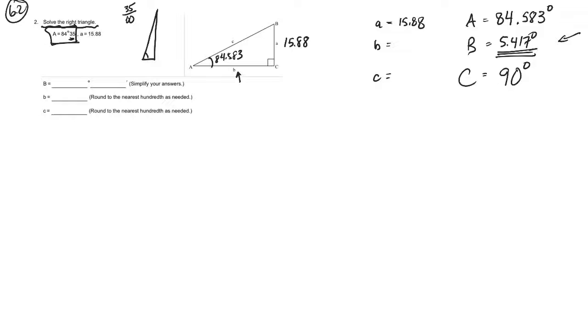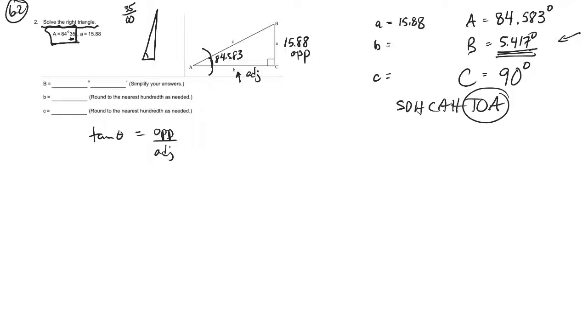So if I want to know side B from this angle, that would be the adjacent side. And I know this side over here, which is the opposite side. So when I look at my ratios, the one that has an opposite and adjacent in it is tangent. So I'll use tangent of an angle is opposite over adjacent. Now I'll plug stuff in. The tangent of 84.583 is equal to the opposite side, 15.88, divided by the adjacent side, which I don't know.